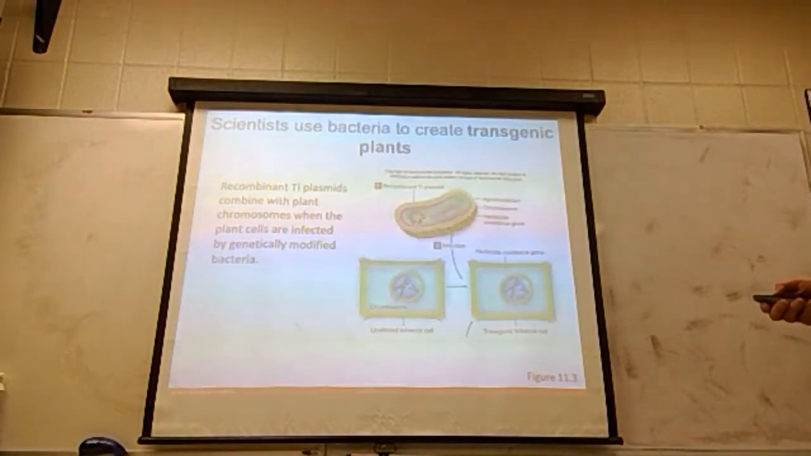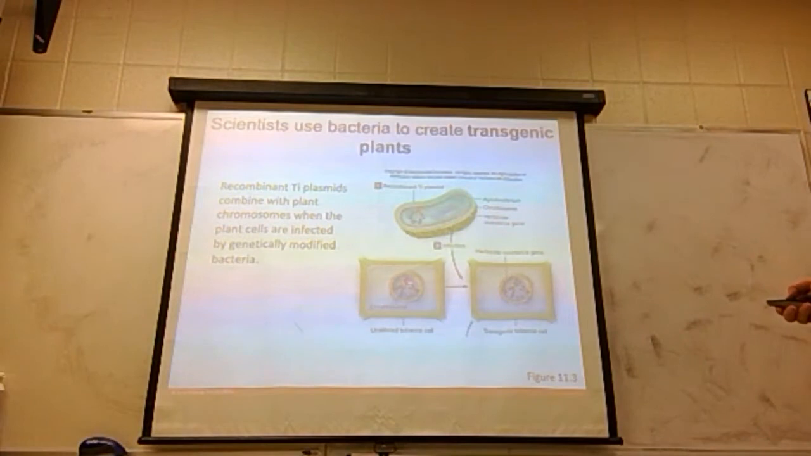Recombinant plasmids combine with plant chromosomes when plant cells are infected by genetically modified bacteria. So here's the herbicide-resistant gene right there in the bacteria. There's the bacterial chromosome. This is some agriculturally designed bacteria. Here's the normal chromosome, the unaltered cell, and it just happens to be a tobacco cell that they've drawn. And you can see here's the chromosome.